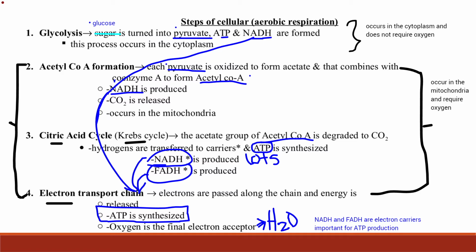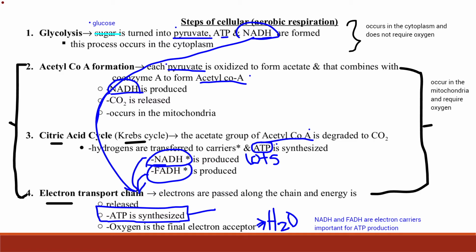Then that acetyl-CoA goes to the next step, which is the Krebs cycle. We start with acetyl-CoA, we end up with a little ATP, but lots of NADH and some FADH. The NADH and FADH from every place we made it goes into our electron transport chain. That occurs in the mitochondria. It requires oxygen. And here's where we make lots of ATP.